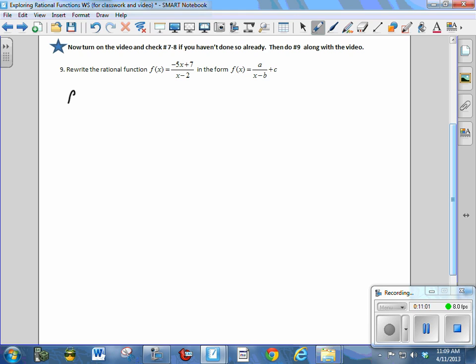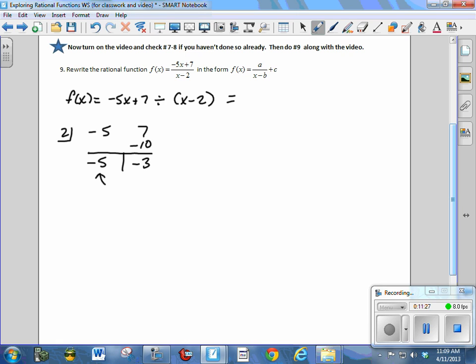So basically, I'm going to rewrite f of x is equal to negative 5x plus 7 divided by x minus 2. Since I'm dividing by x minus 2, I put a 2 here. What goes in the top is negative 5 and 7. I bring down the negative 5. 2 times negative 5 is negative 10. I add that and I get negative 3. That's my remainder. This is a constant. So basically what I've just said is that the answer to this is negative 5 remainder negative 3.